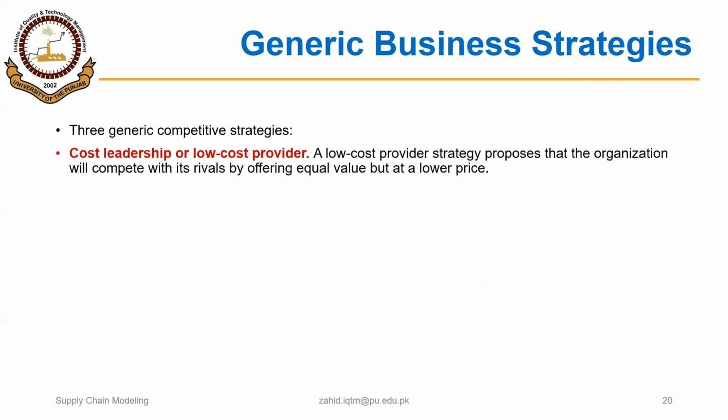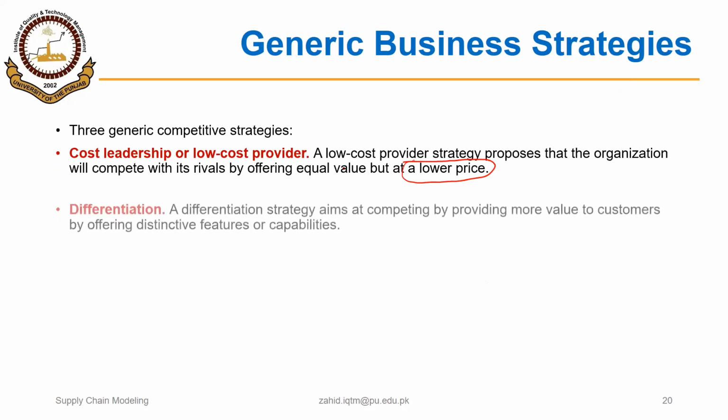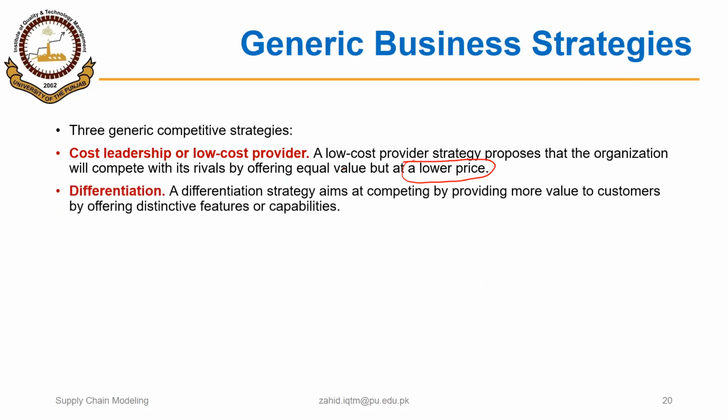First is cost leadership or low cost provider. A low cost provider strategy proposes that the organization will compete with its rivals by offering equal value but at a lower price. So the order winner here is lower price. Differentiation strategy aims at competing by providing more value to customers by offering distinctive features or capabilities. So distinctive products or services, or in other words, higher variety is the order winner.